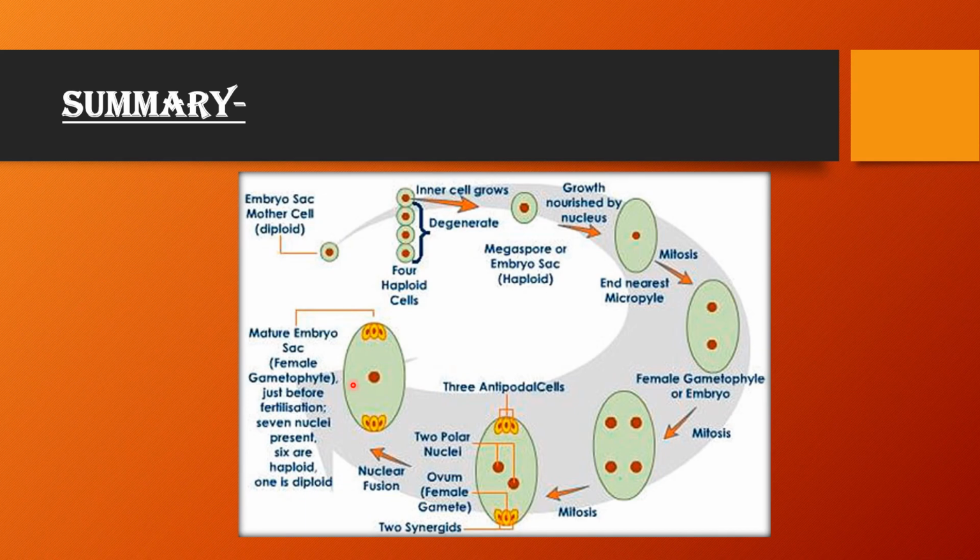So this is all about megasporogenesis and embryo sac formation. In the next session we will see how pollination takes place, and after pollination how fertilization takes place.